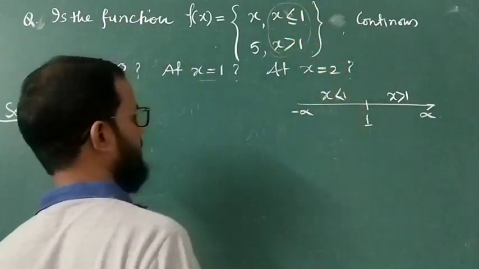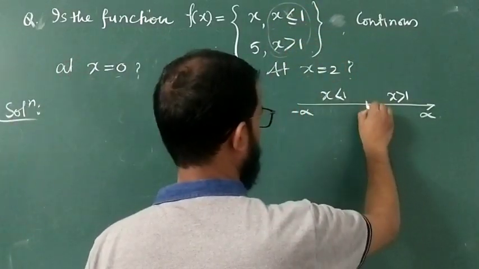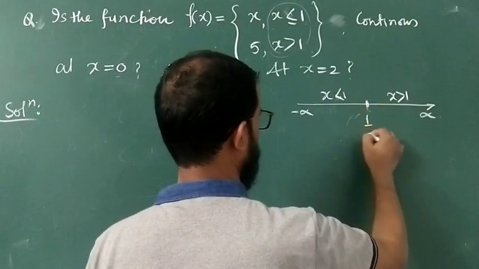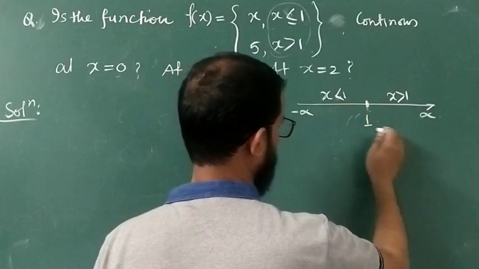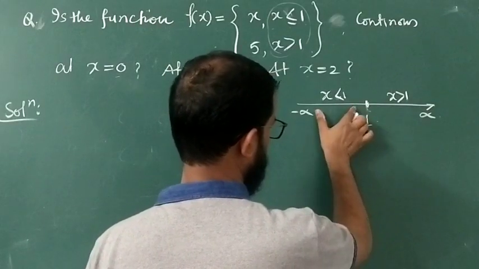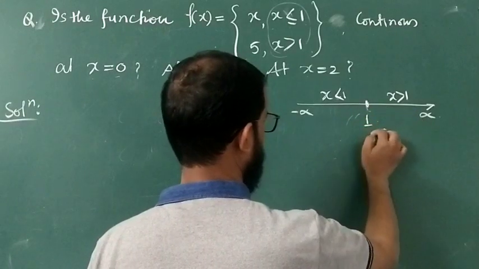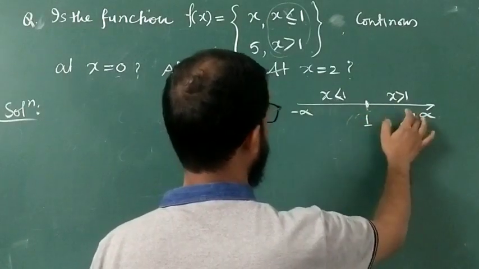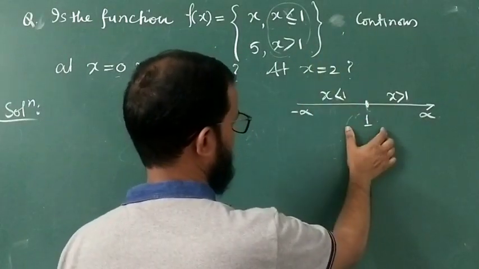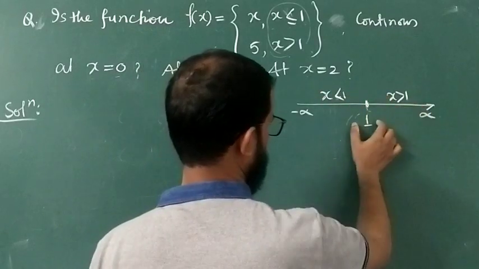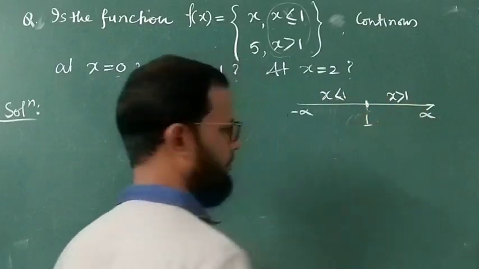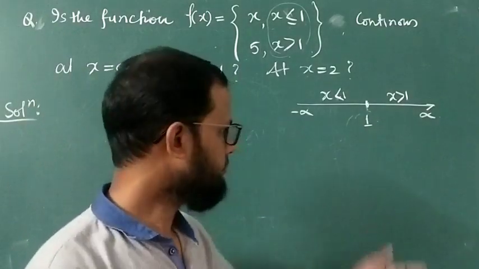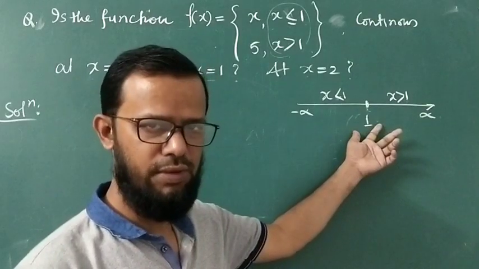Now in this domain, x equal to 1 is the point of split. The domain is divided at this point. So ultimately there is one part, another part, and x equal to 1 is a particular point. The domain is the set of real numbers, and there are two general parts and this one particular point. For the particular point, we will solve by the method of left hand limit, right hand limit, and functional value.